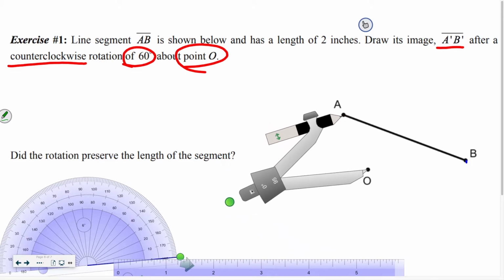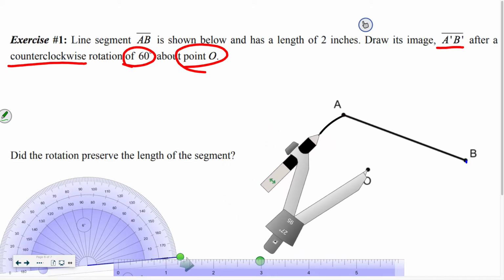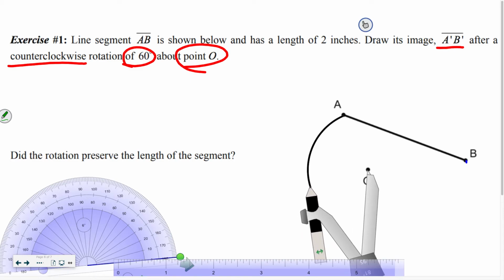So here, I'm not going to make a full circle because I only want an angle of 60 degrees. This is a good estimation. Maybe 60 degrees is there somewhere. All right. Now I want to do the same thing to the other side.